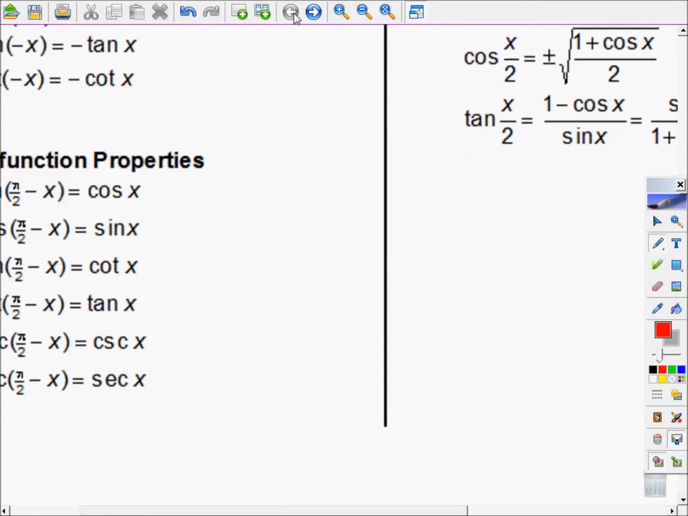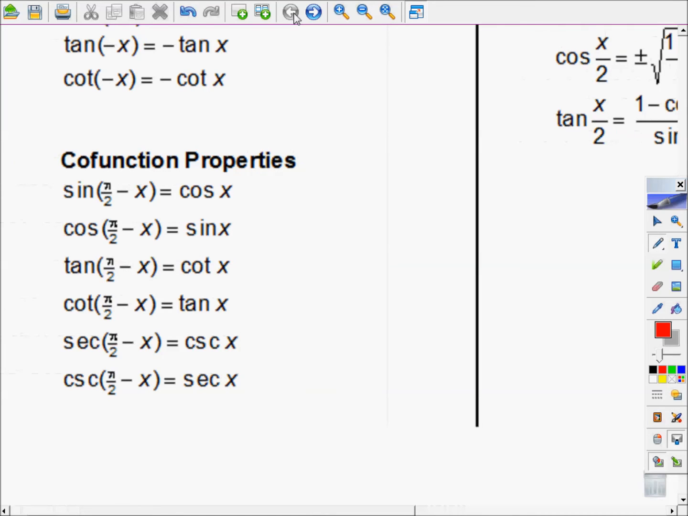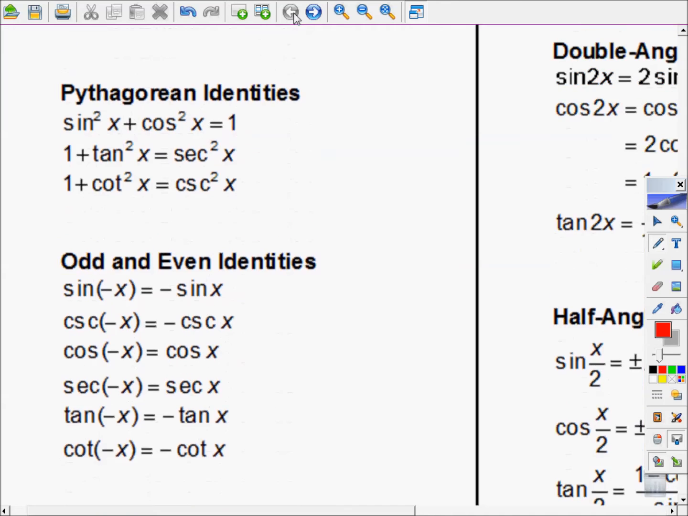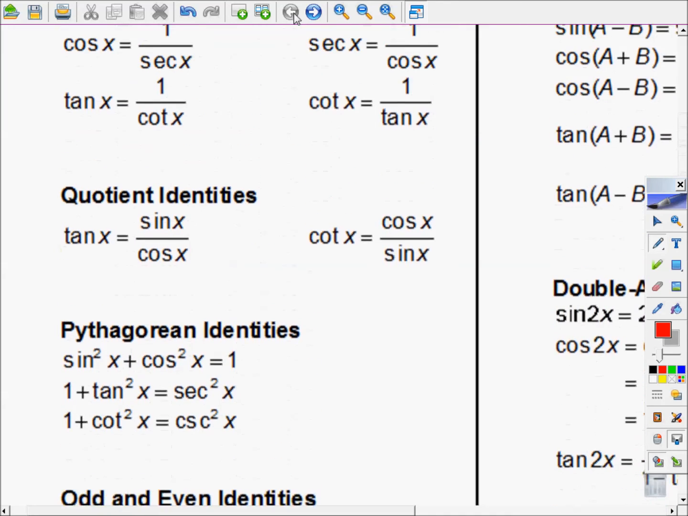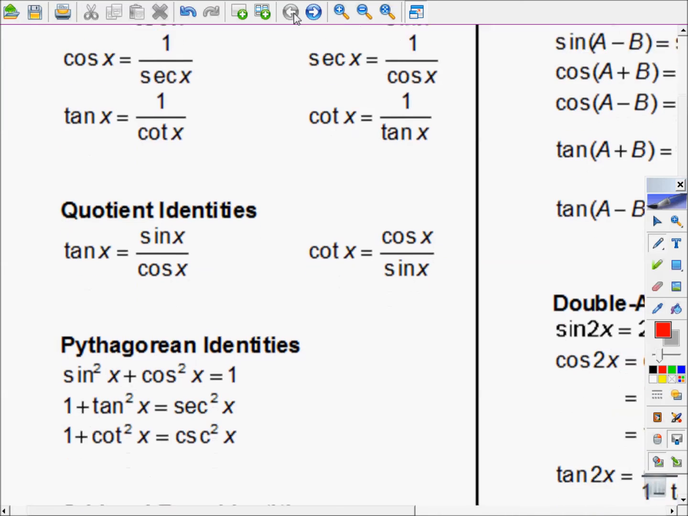On my identity chart. So if I look at my identity chart, it tells me that, of the basic 8 that we went over, which one tells me if I know sine, I can solve for cosine? Ratio. That involves tangent. That involves cosecant.